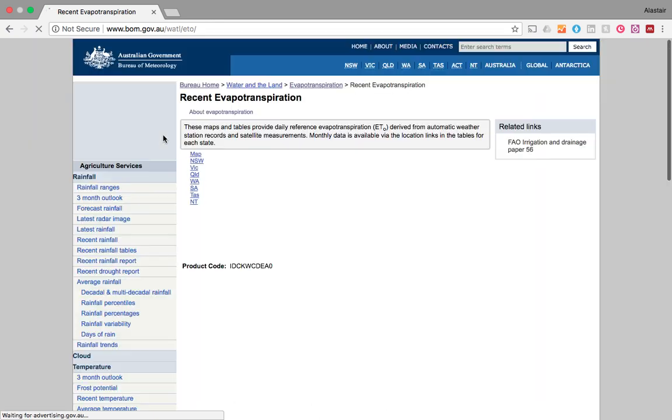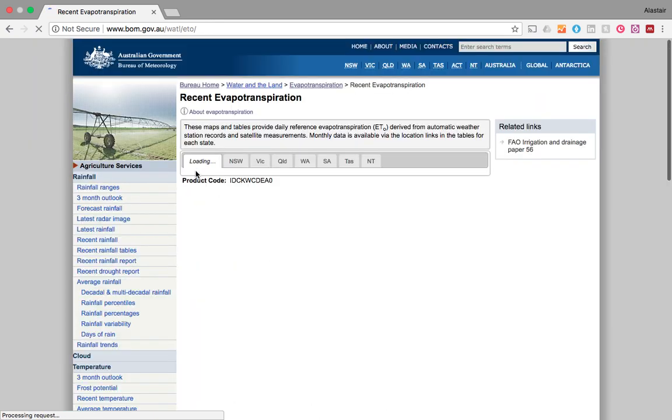Look at that, the Bureau of Meteorology website is not secure. Not awesome for them.